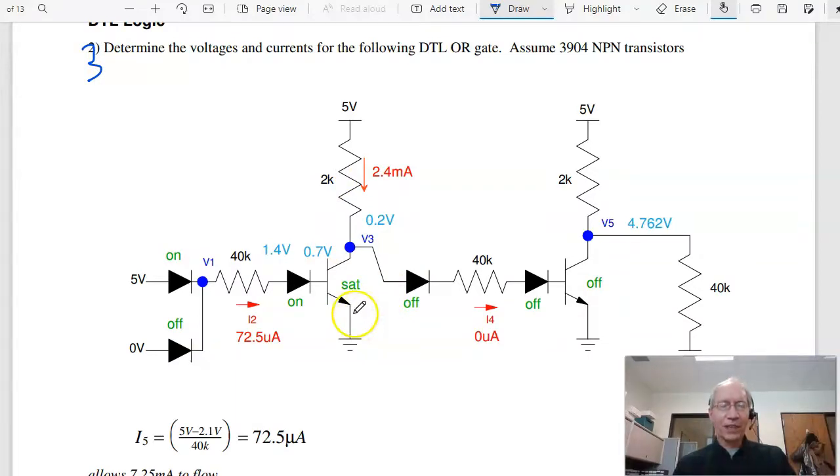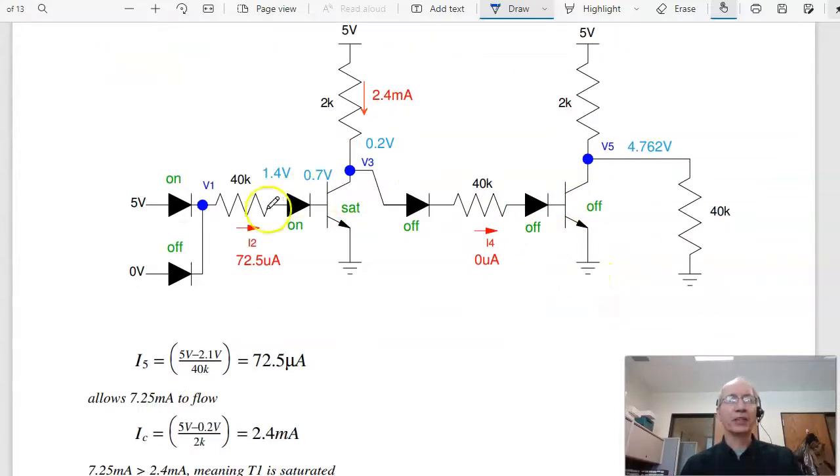is find the voltages and currents for this DTL OR gate. So one of these is a NOR gate, this is an inverter, a NOT NOR is OR. So this is the reason we like NOR gates. You only need one transistor. It takes 2 transistors to build an OR gate. So anyway, back at the ranch.